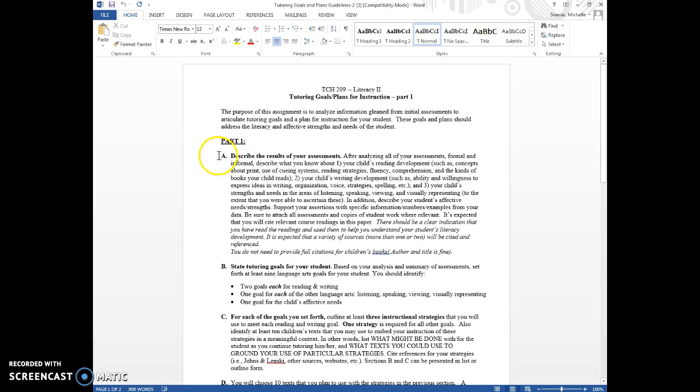You're going to label each section of the paper with the capital letter that's assigned to it. So for part A, you're going to describe the results of your assessments. This is the narrative portion of your paper. You're going to, in the first couple of paragraphs, introduce your student to me as who you know them to be, just as a person.